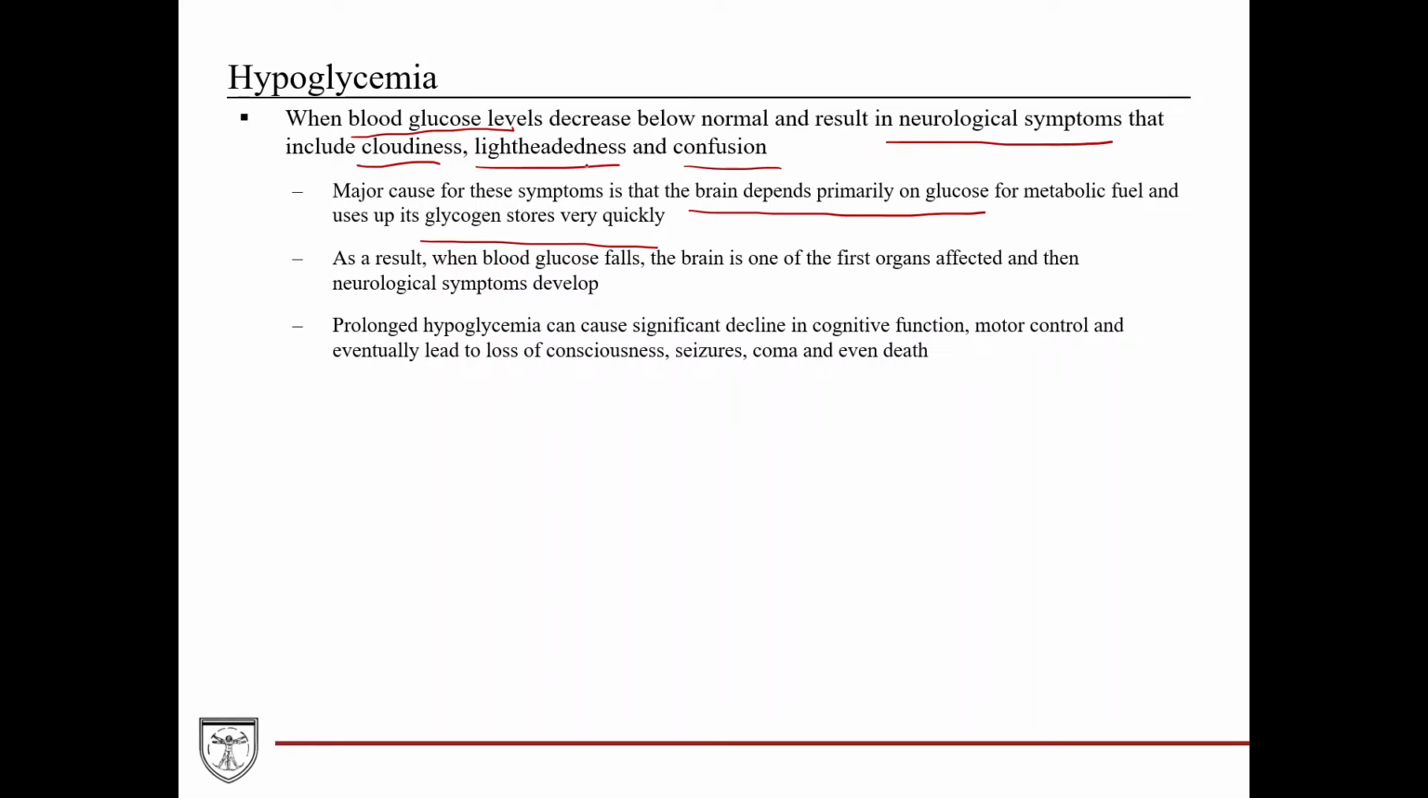But the problem is if this is an acute drop in blood sugar, then you're going to run into a problem. So as a result, when blood glucose level falls, the brain is definitely one of the first organs affected, and patients develop these neurological symptoms. However, if you prolong this hypoglycemia, you can cause significant decline in cognitive function because you're essentially starving the brain, as well as motor control, and then, like I was saying, you can lose consciousness, develop seizures, coma, and even death. These are the ones you definitely want to be aware of: losing consciousness, seizures, and then obviously patients can progress to coma and death.